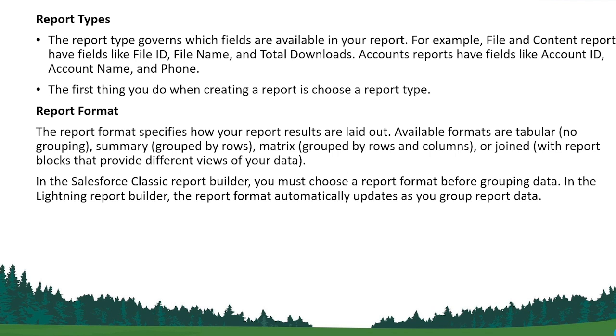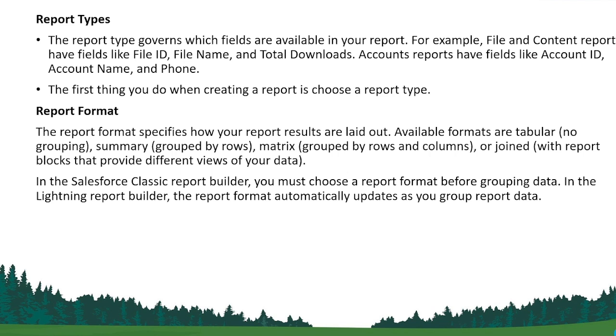There is no grouping of data when you are talking about the tabular format. Then you have the summarized report. When I'm talking about the summarized report, we are getting only certain values, certain information that are stored in the fields. So we are grouping by means of rows. Then you have your matrix format. When you are talking about the matrix format, it will give you the result with the help of rows and columns.